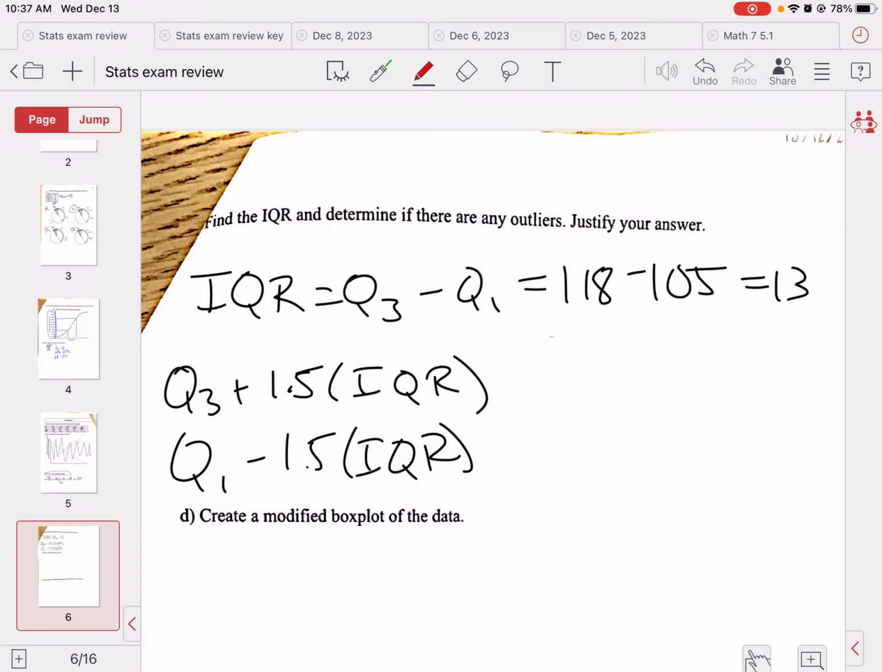So my Q3 was 118 plus 1.5 times 13. So 118 plus 1.5 times 13. I'm just typing that all in the calculator. Gives me 137.5.